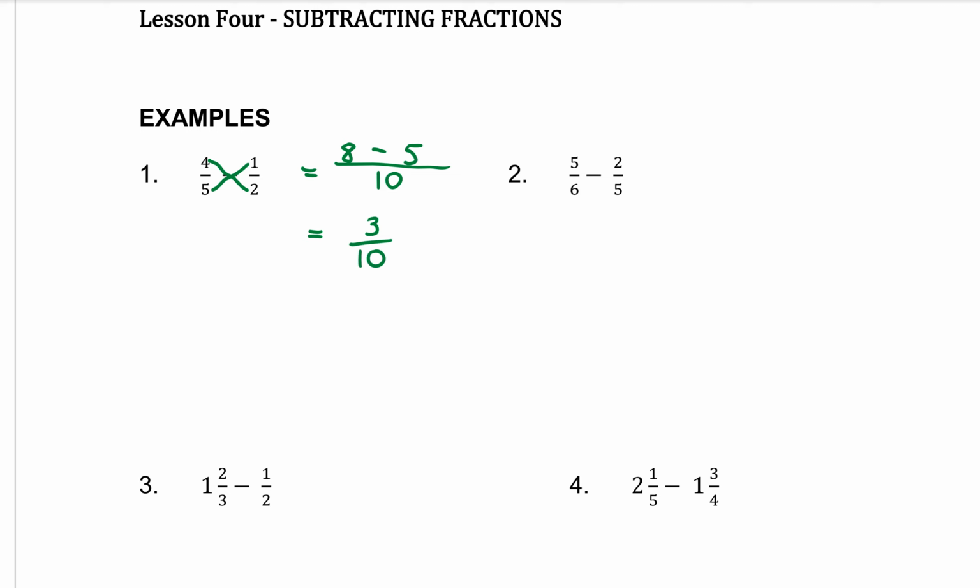Question 2, let's do it again. Times the bottom numbers together. 6 times 5 is 30. Multiply diagonally. 5 times 5 is 25, and it is important that you do top left first when you're subtracting, very important. Then minus sign. 2 times 6 is 12. Subtracting the top numbers. 25 take away 12 is 13 over 30.